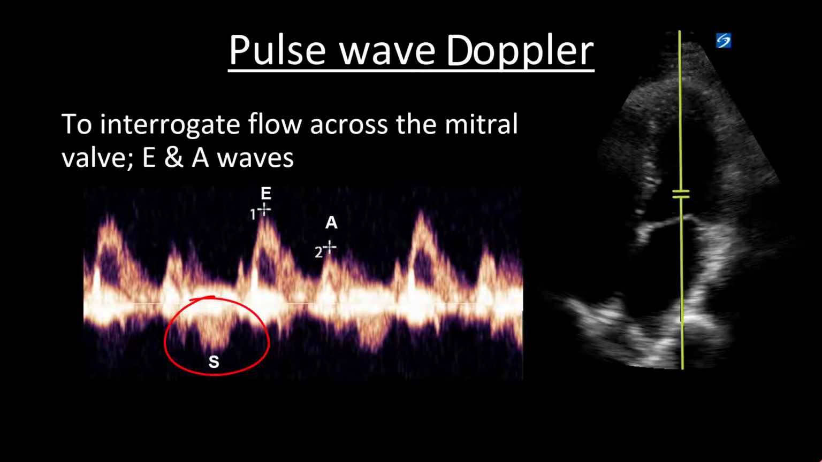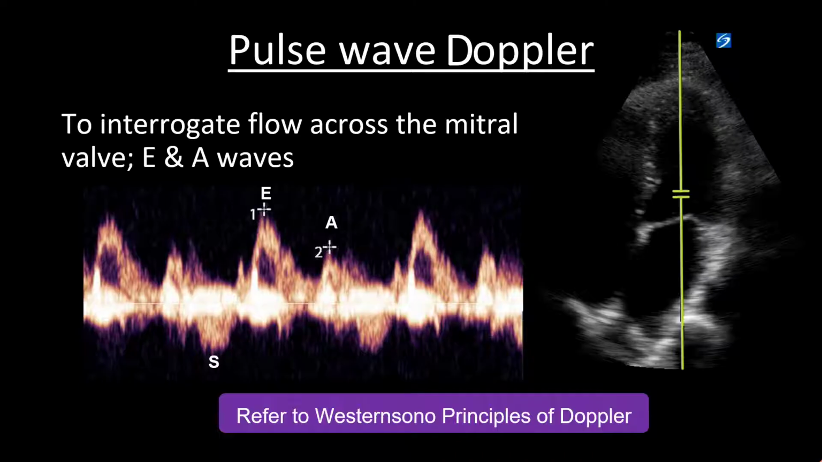First, identify the systolic flow away from the ultrasound probe, depicted here as a negative deflection, which represents blood leaving the LV cavity, moving away from your probe during systole, and that would be a deflection below the baseline. The first positive deflection after this negative deflection is usually your E wave. Alternatively, you could also use ECG leads to help you identify the phases of systole and diastole. For a refresher on the principles of Doppler, please refer to Western Sono.